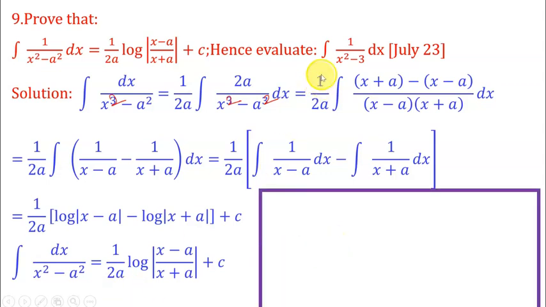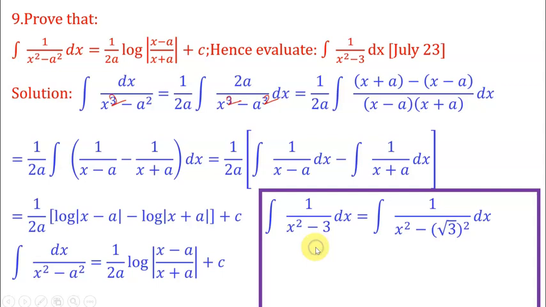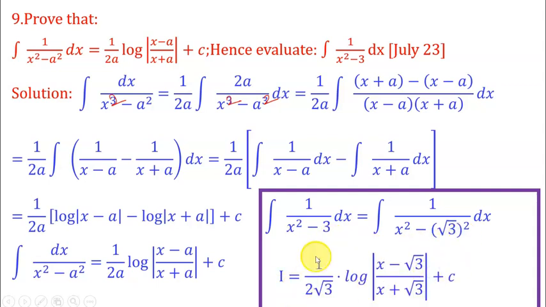First answer. What about here? That is the integral 1 upon x square minus 3 dx. That 3 is nothing but root 3 bracket square. Therefore, the answer is I is equal to 1 upon 2a, a means what? Root 3. 1 upon 2 root 3 log of mod of x minus root 3 upon x plus root 3 plus c.